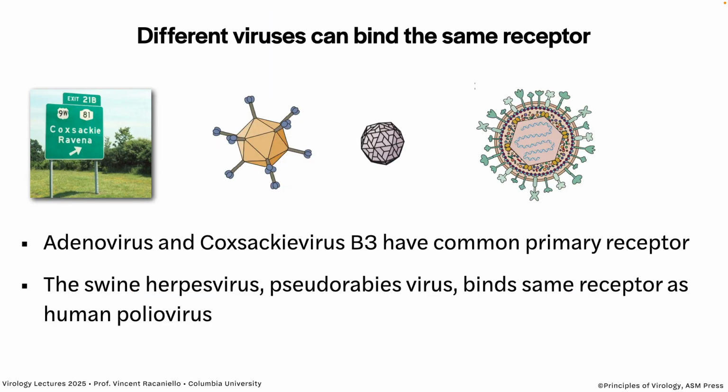Now, different viruses can bind the same receptor. This is kind of interesting. So adenovirus here, which we've encountered already, and Coxsackie virus B3 bind the same receptor. And the swine herpes virus called pseudorabies virus here binds the same receptor as human poliovirus.